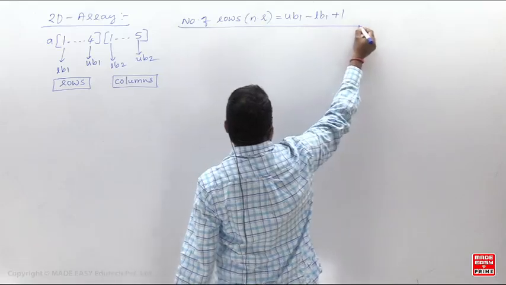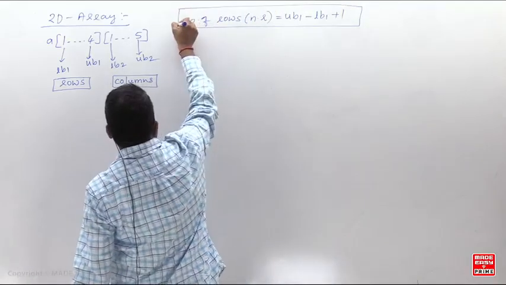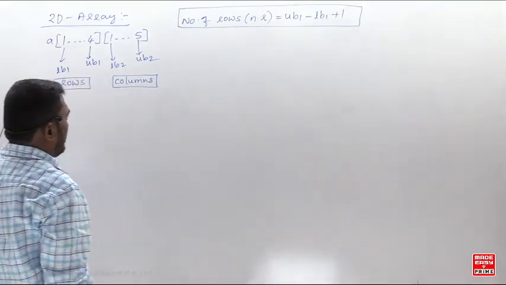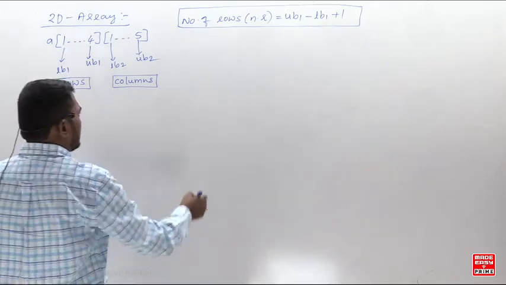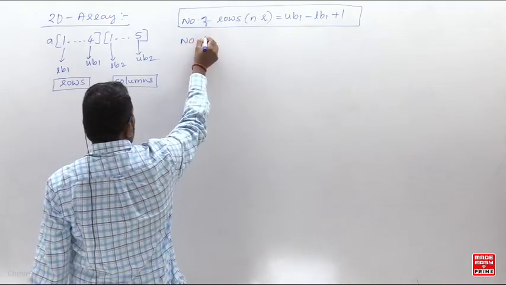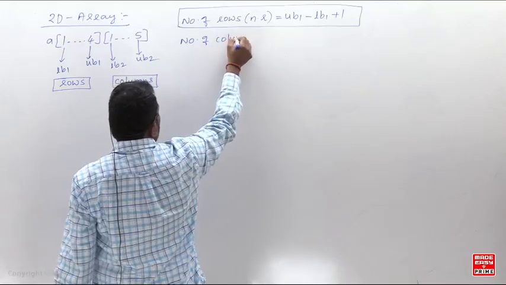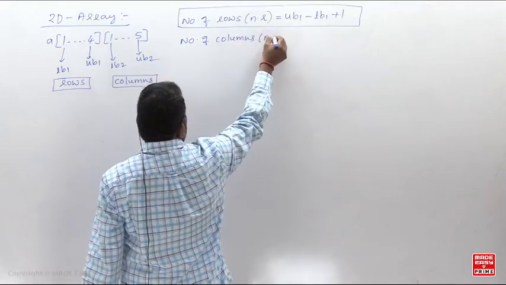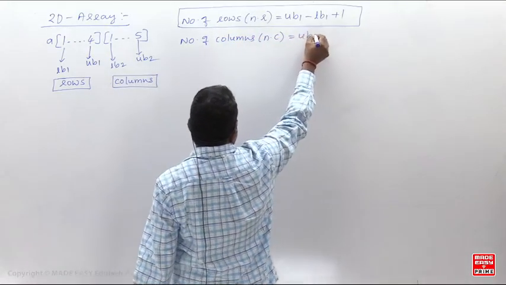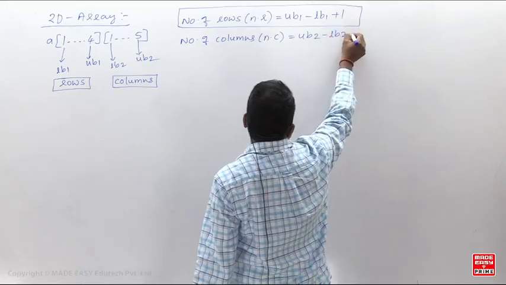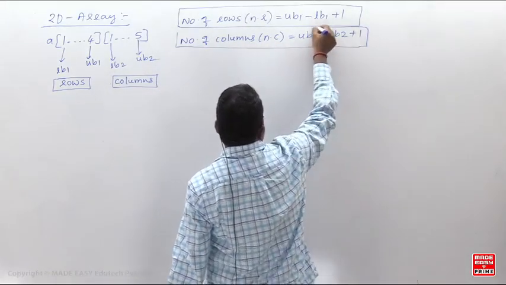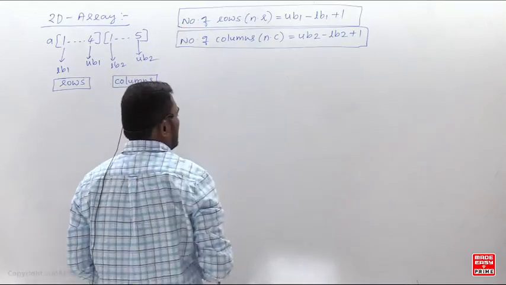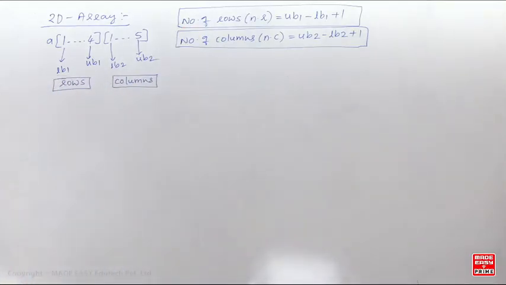Okay, number of rows NR is to be found. The formula will be upper bound 1 minus lower bound 1 plus 1. And the number of columns NC is to be found: upper bound 2 minus lower bound 2 plus 1. This is the number of columns.